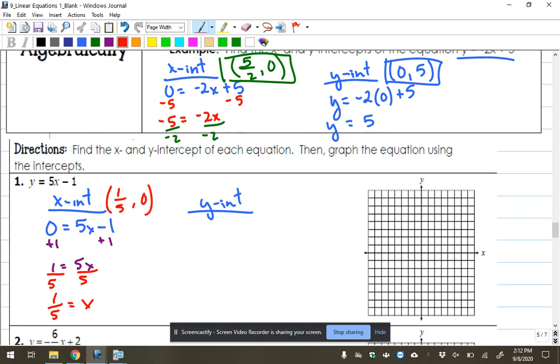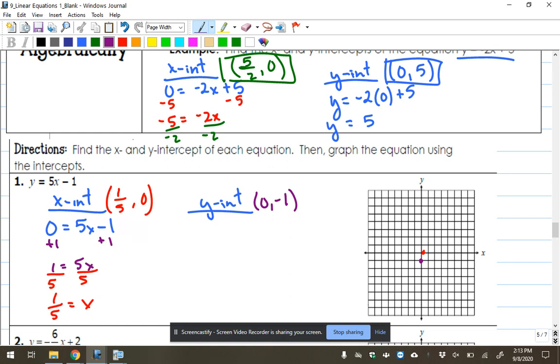Where is that on the graph? Closer to 0, right? So it's going to be really, really close to 0 there at the origin, but just to the right of it, 1/5. So we have to estimate where that's at. And then for the y-intercept, because it's in slope-intercept form, it'd be (0, -1), right? So that's that point, and we could draw a line connecting those dots.